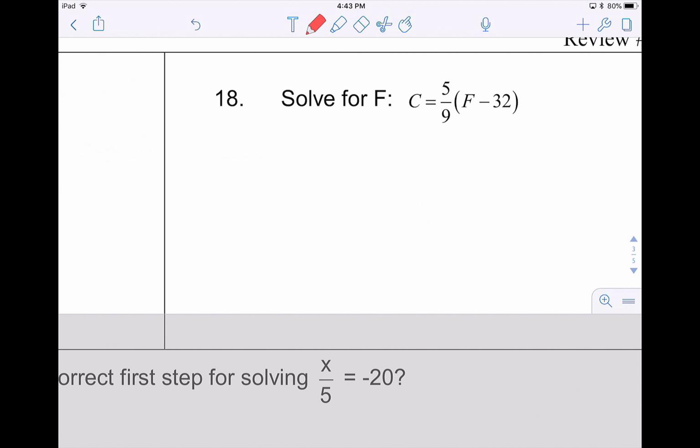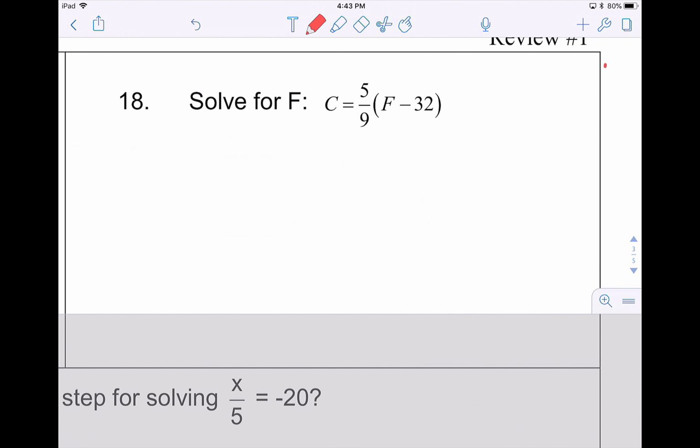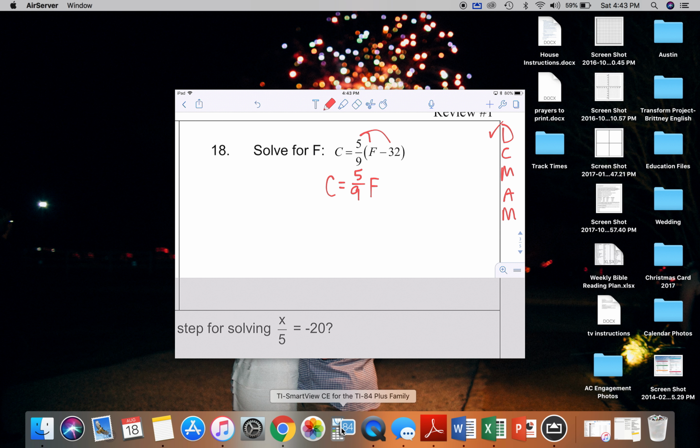Problem 18 asks me to solve for F. So I do need to distribute the 5/9 to both pieces. So 5/9 times F. And then 5/9 times -32. I apologize, I did not have my calculator ready.